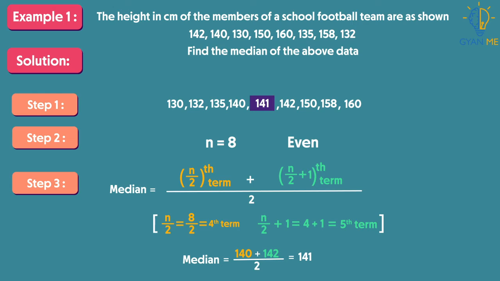Now students, if we put this 141 in the given data, we find that it exactly occupies the middle position. That means 50% of the observations fall below 141 and 50% of the observations fall above 141. Thus we say that median is the value which occupies the central position, and hence it is called as positional mean. Now let us see second example.